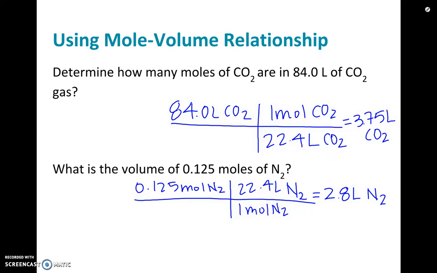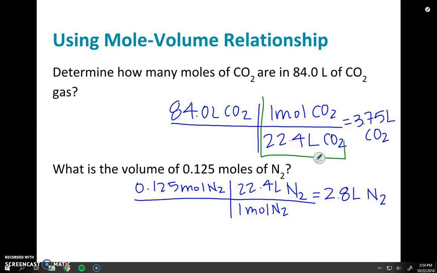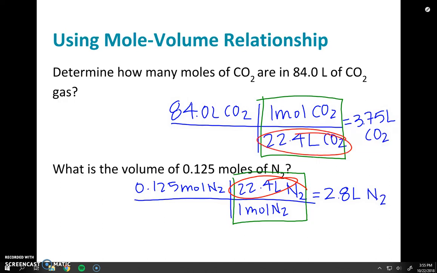Very straightforward. I think the really important thing to remember here is that unlike with molar mass, where your conversion factor changes depending on the compound, when you're dealing with the mole volume relationship, the conversion factor always stays the same. It's always this 22.4 no matter what gas you're talking about. If it's at standard temperature and pressure, it's always 22.4.